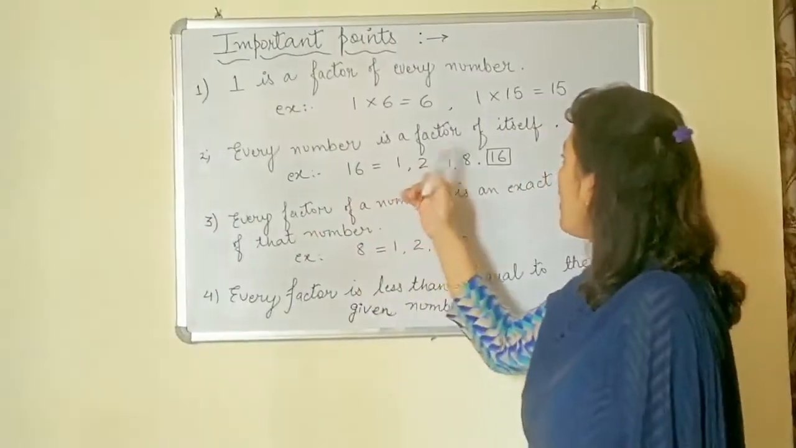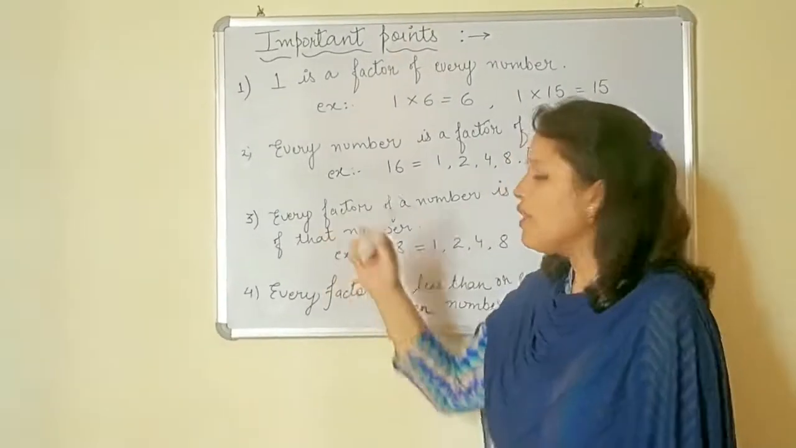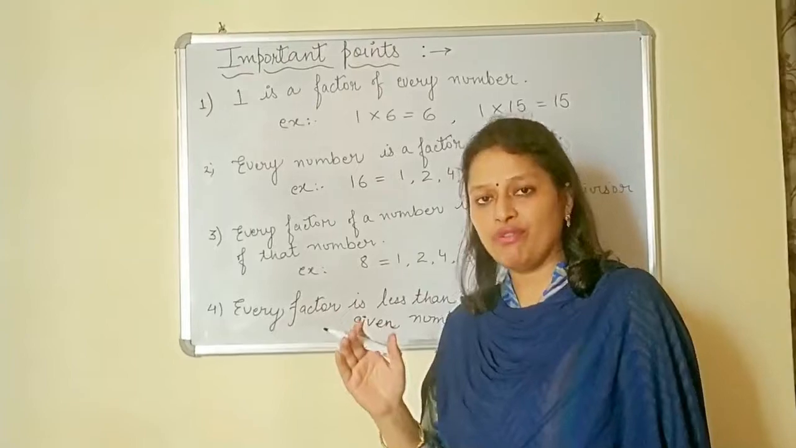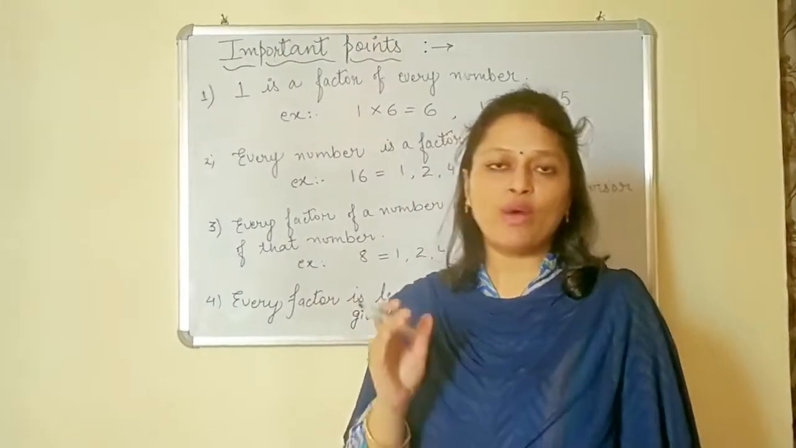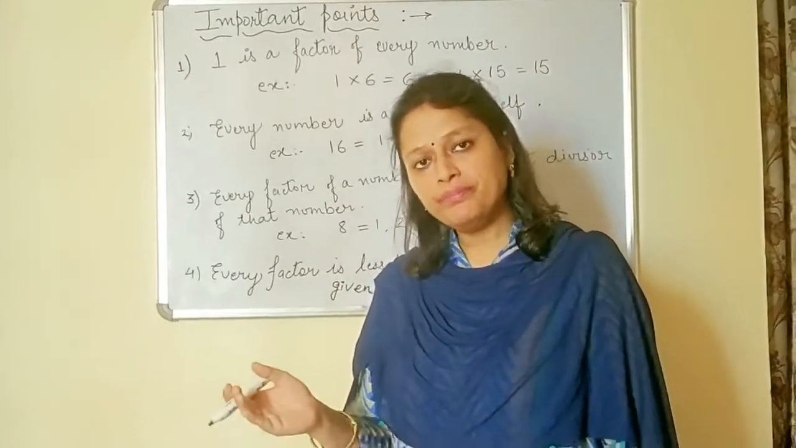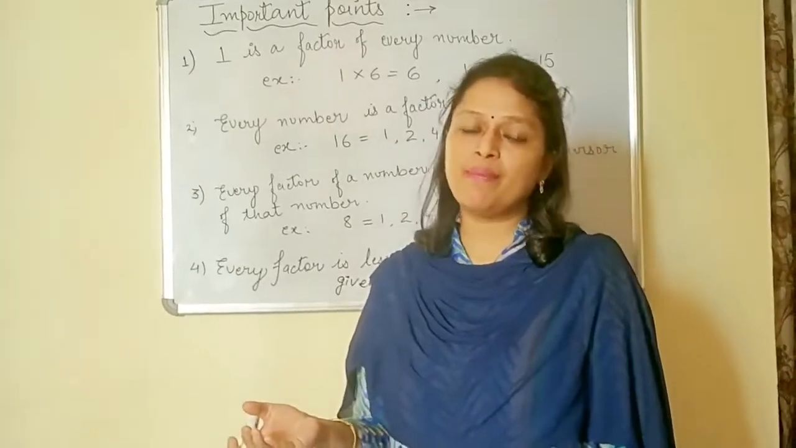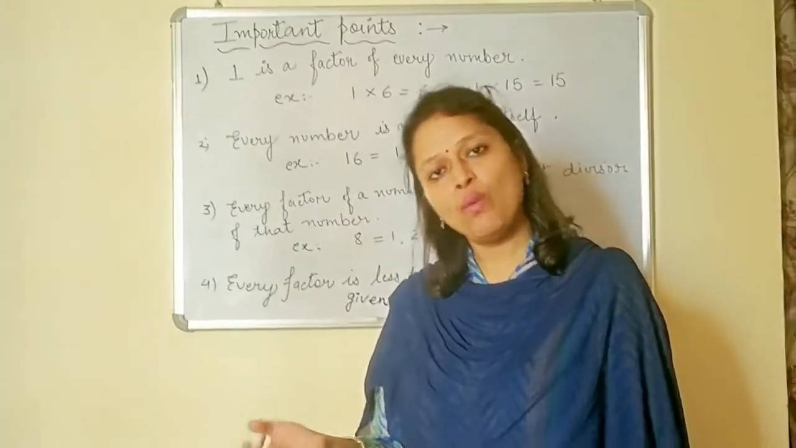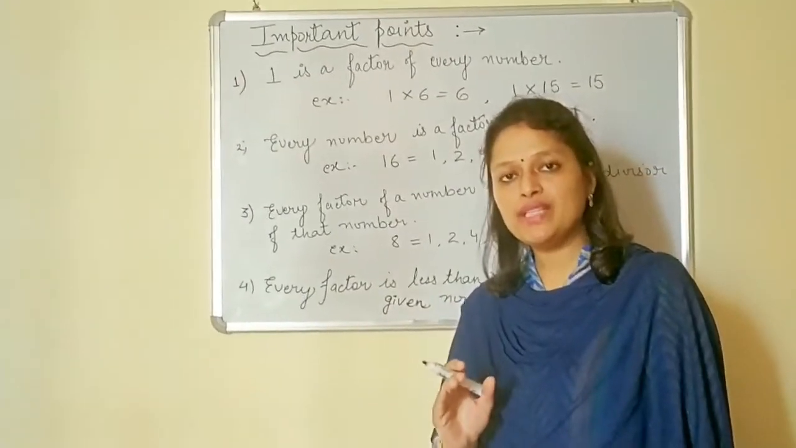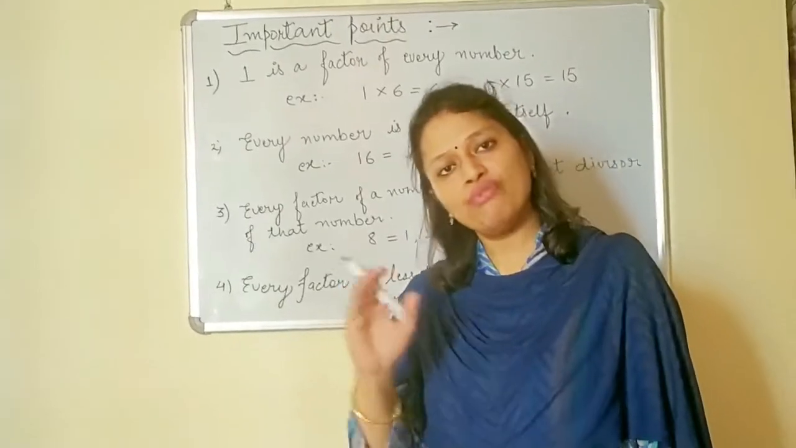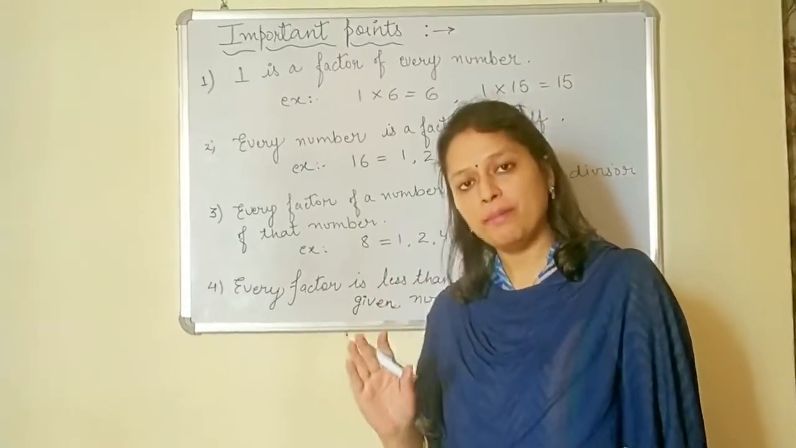Every number is a factor of itself. I told you this point also in my earlier video, children. All the numbers are divisible by itself. Like if I say 21, now 21 is divisible by 21 without leaving any remainder. The quotient will be 1. 64 is divisible by 64. The remainder will be 0 and the quotient will be 1. So all the numbers are divisible by itself. That means all the numbers are factors of themselves. So now we have two sure factors, 1 and the number itself.